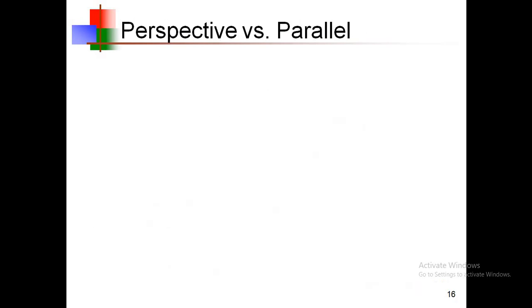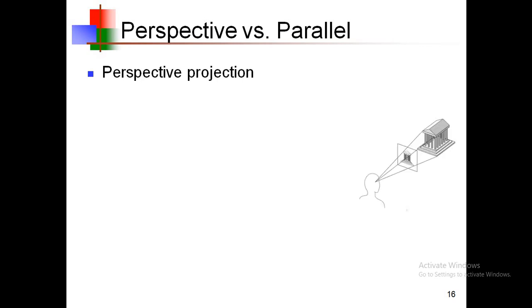Coming to perspective versus parallel projection, the difference between the two, conceptually speaking. Perspective projection is shown diagrammatically here. Its size varies inversely with the distance, so it looks more realistic. As the object goes farther away from us, its size reduces, and as the object comes closer, the size increases. As the distance increases, the size reduces, and as the distance decreases, the size increases. So nearer objects look larger and farther objects look smaller, which is more realistic.